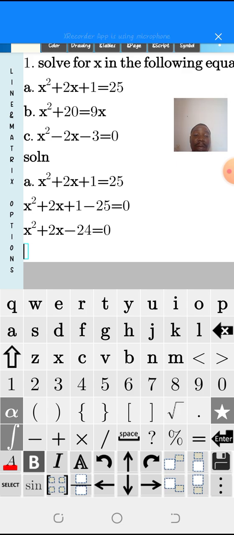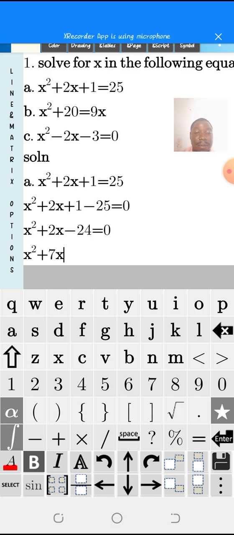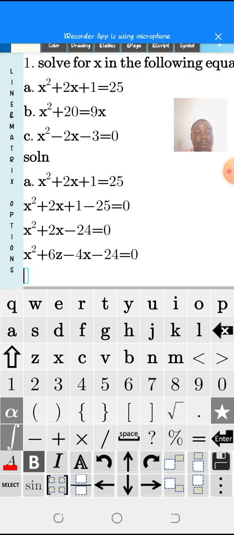From here we look for two numbers such that when you sum them together, it gives you 2x, and when you multiply them, it gives you minus 24. Out of all the factors of 24, the best two numbers that fit are 6 and minus 4. So you replace the middle term with those two factors. This becomes x squared plus 6x minus 4x minus 24 equals 0.